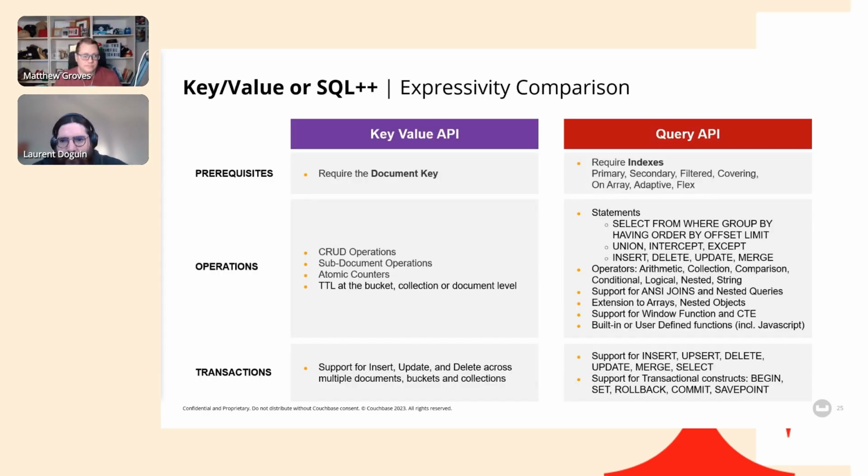So just a quick comparison here. I'm not going to go through all these bullet points, but this is just two of the APIs you can use with Couchbase. There are a handful of other ones I'm not going to cover today, unless there's a specific question on them. But you can see the trade-offs here. Key value is good for simple operations, very, very fast. The query API is good for more flexible operations. There is some overhead involved there because we're using an engine for that.